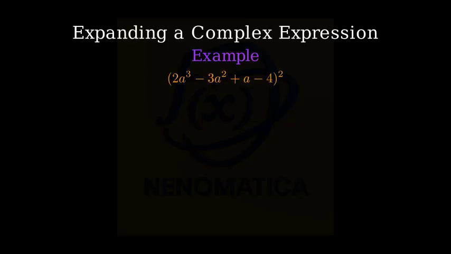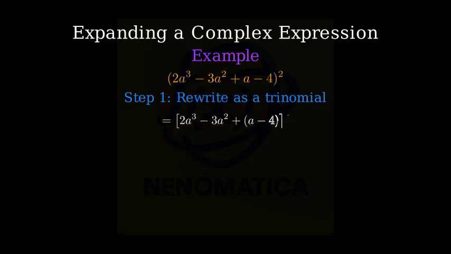We need to expand the expression (a cubed minus 3a squared plus a minus 4), all squared. Let's begin by carefully rewriting this expression. For step 1, we need to recognize that our expression contains 4 terms, but we can rewrite it as a trinomial by grouping the first 3 terms together. This makes it easier to apply the trinomial square formula.